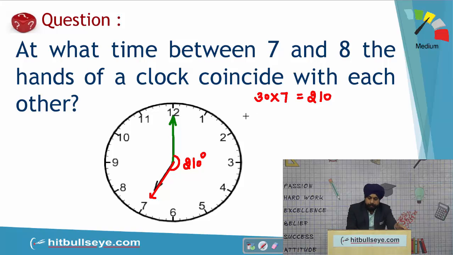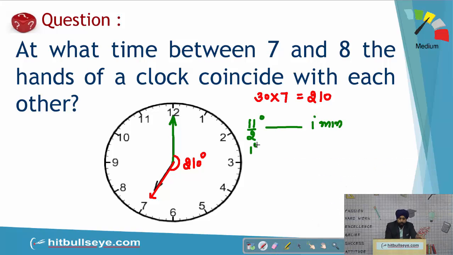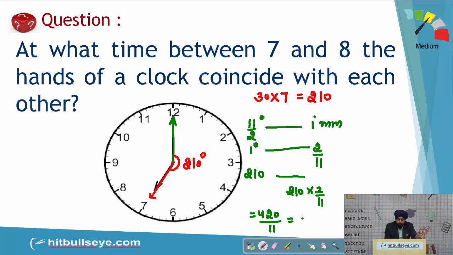Now it covers 11/2 degrees relatively in 1 minute. So it will cover 1 degree in 2/11 minutes. So it will cover 210 degrees in 2/11 into 210. This happens to be 420/11. We can solve it and get 38 2/11 minutes past 7. So students, this 38 2/11 becomes our answer for this question.